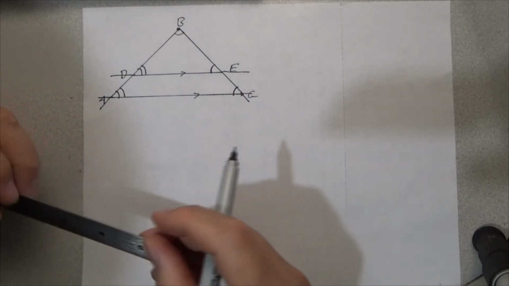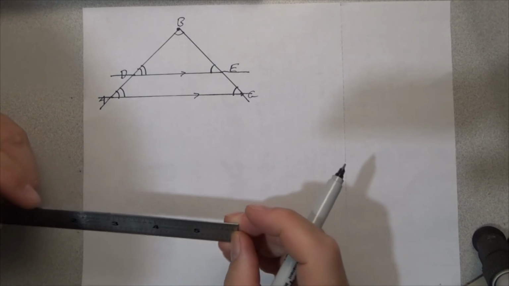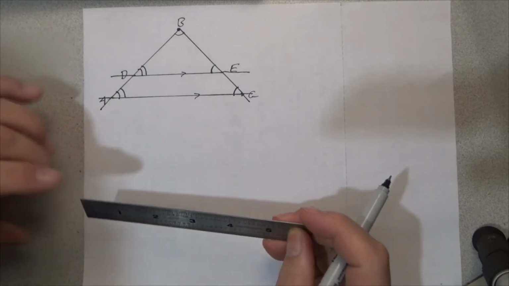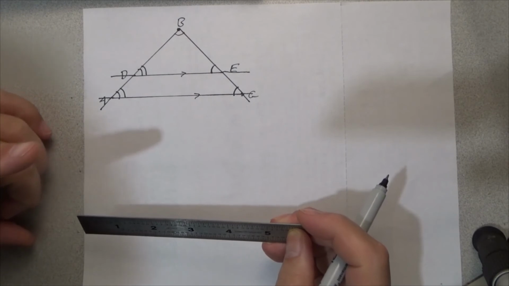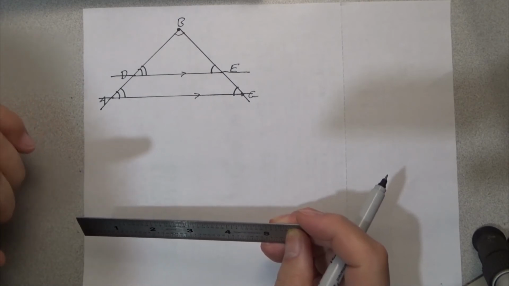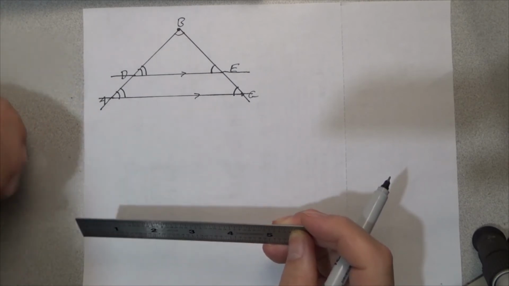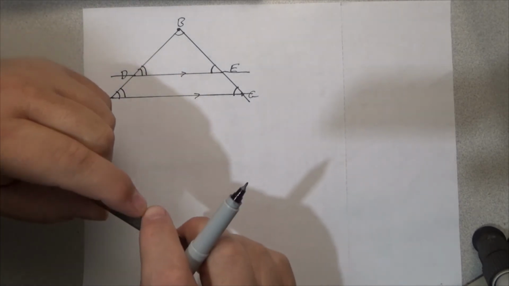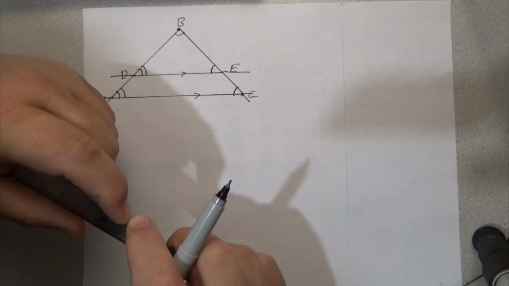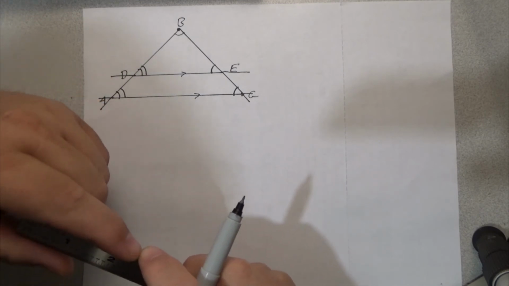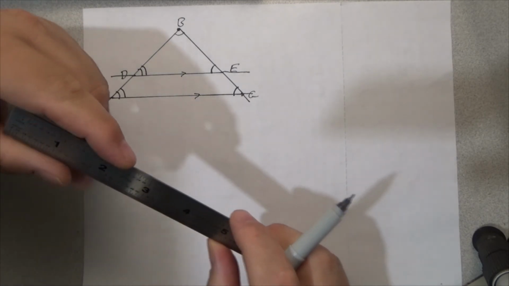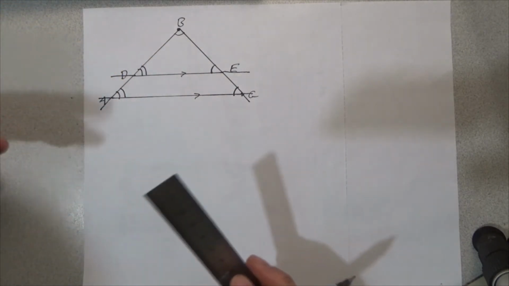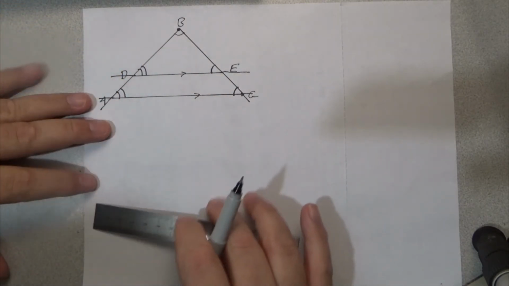We are on page 590, right in the middle. The blue box in the middle says if the altitude is drawn to the hypotenuse of a right triangle, the 2 triangles formed are similar to each other, and they're also similar to the bigger triangle as a whole.